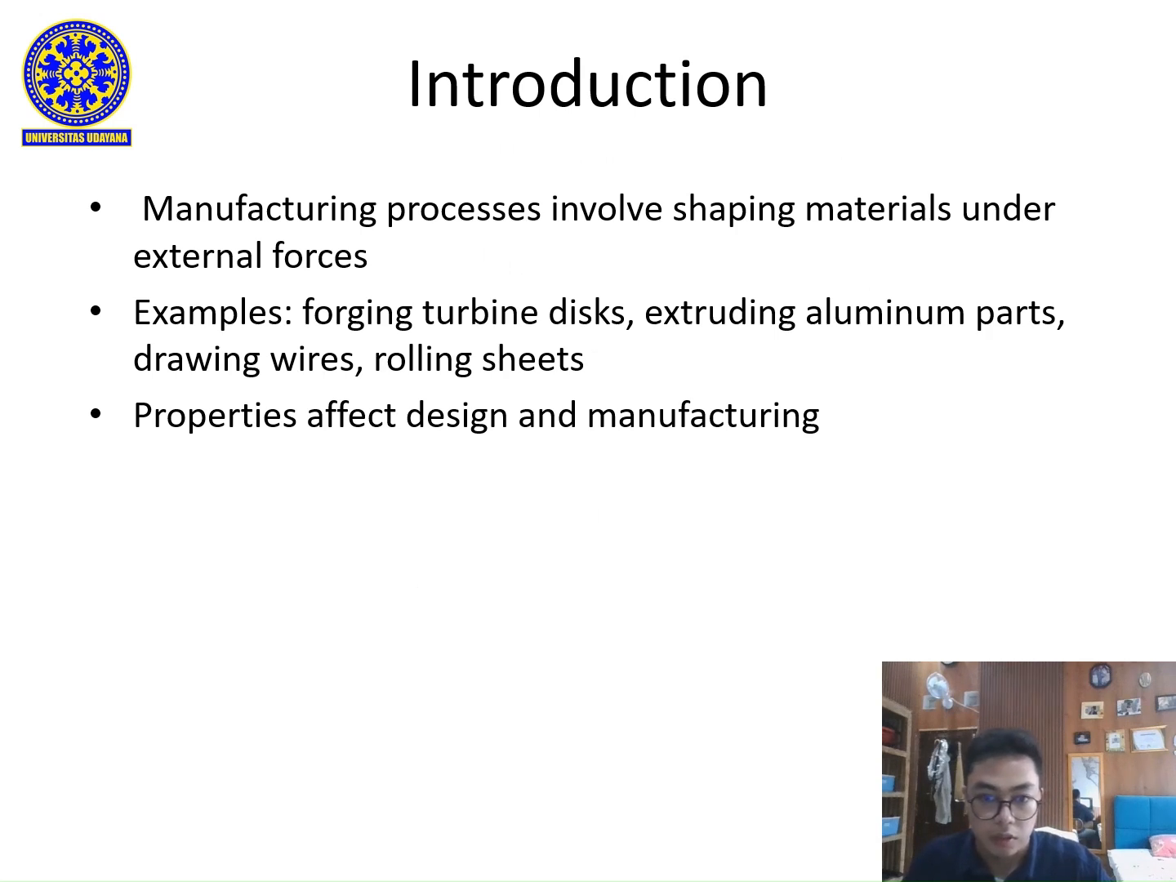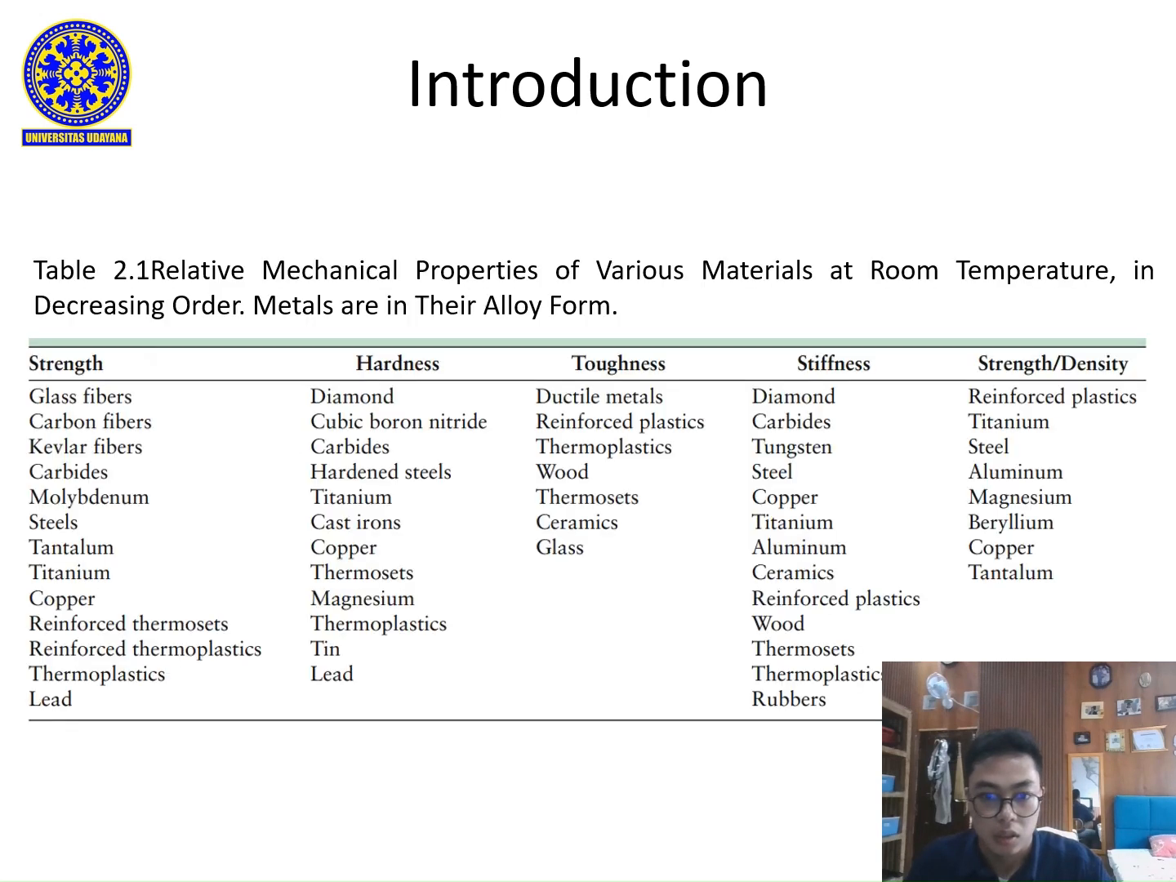In manufacturing, parts are shaped by applying external forces such as forging, extruding, drawing or rolling. Mechanical properties such as strength, stiffness, ductility and toughness determine how materials can be processed and used. As you can see in table 2.1, which compares the relative properties of metals, ceramics, polymers, and fiber.